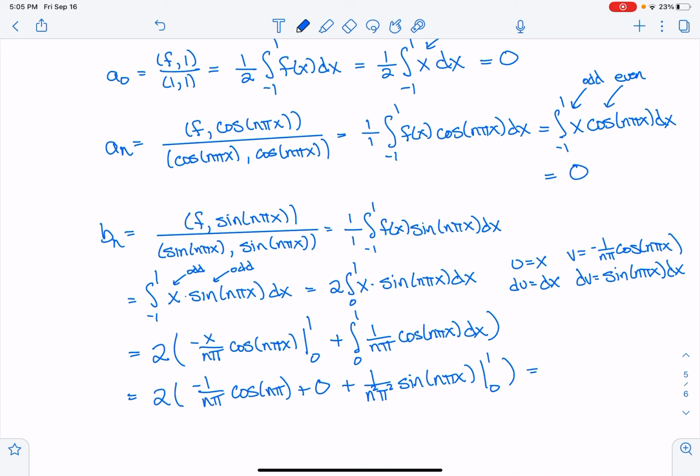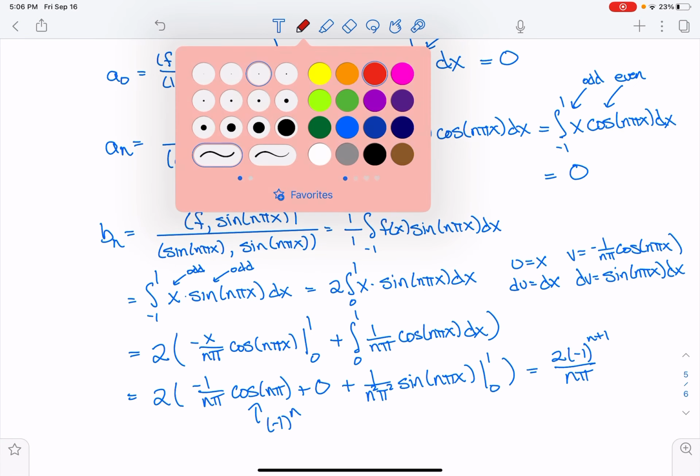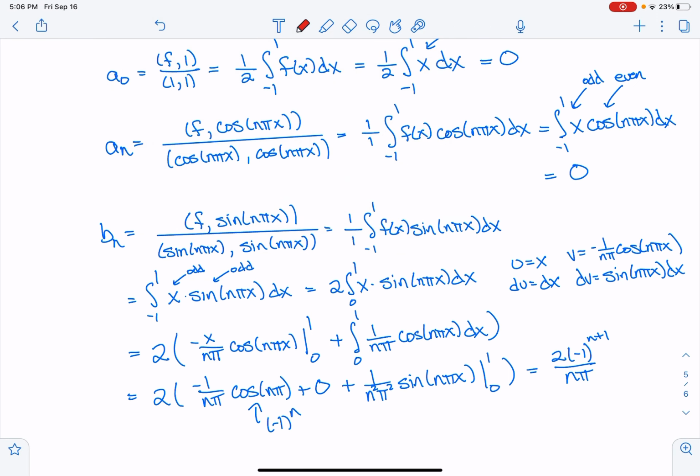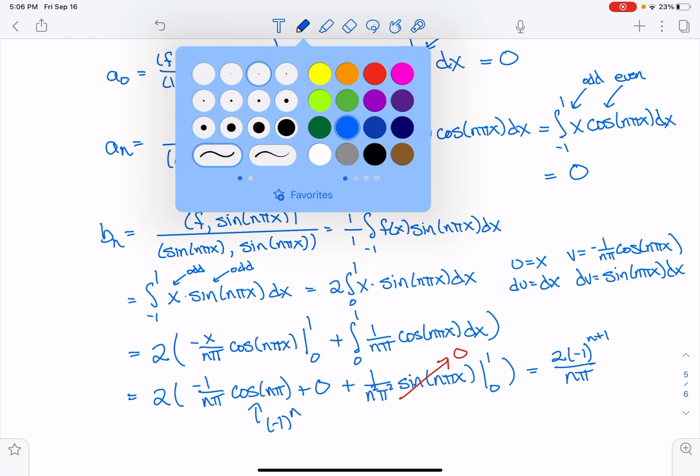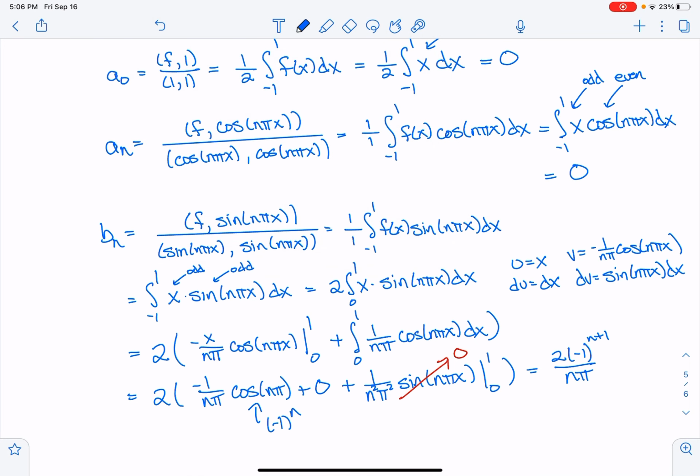So I'm going to notice that the first term becomes 2 times -1 times -1 to the n. So notice here that this is going to be -1 to the n. So that gives me a -1 to the n plus 1 over n pi. And then sine of n pi is 0, and sine of 0 is 0. So everything here becomes 0. So my coefficients are just going to be 2 times -1 to the n plus 1 over n pi.